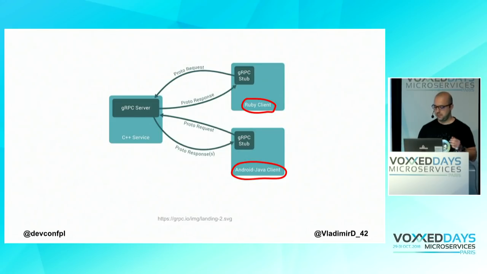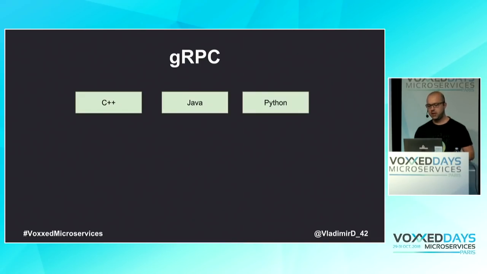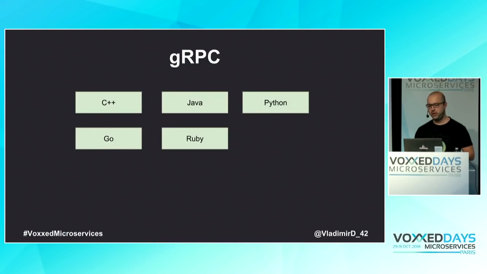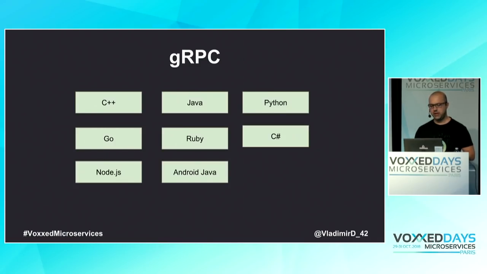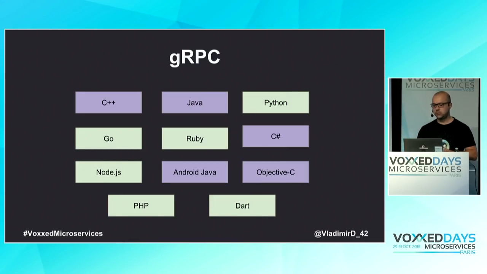Majority, not all. In the case of gRPC, out of the box it supports C++, Java, Python, Go, Ruby, C#, Node.js, Android Java, Objective-C, PHP, Dart, and from a few days ago there is also something called gRPC Web. I'll talk about that a little bit later. But what I would like to stress here are these languages, because with these languages, all the native mobile development is covered, and the majority of backend systems.